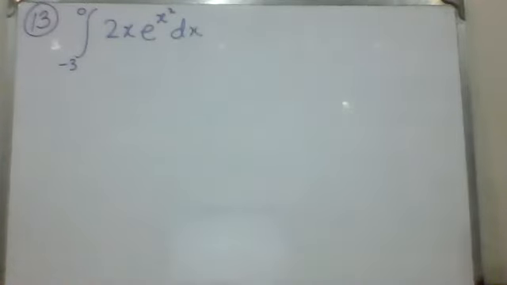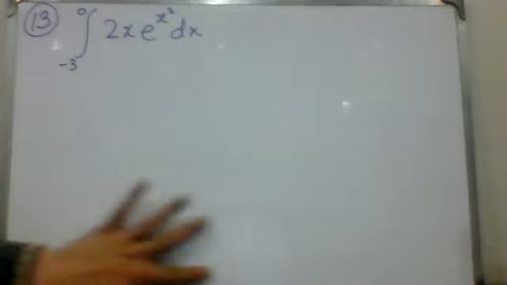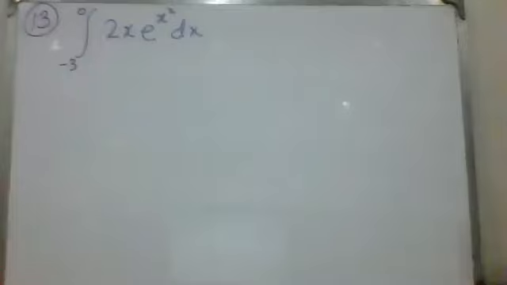Adeel, tell us how we will do this. The limit is minus 3 to 0, 2x e power x square dx. Anyone please, shabash? How can we integrate that term that is present in exponential and its algebraic term is here?